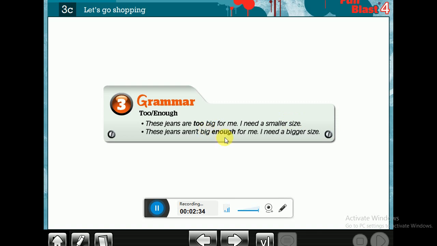But for enough, it is completely different because we put enough after the adjective. So, these jeans aren't big enough for me. Notice the position of enough. It comes after the adjective. Okay?